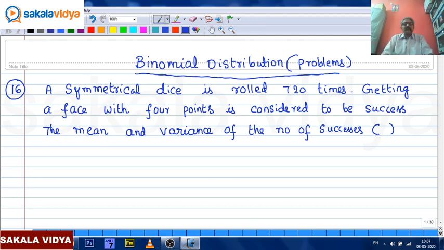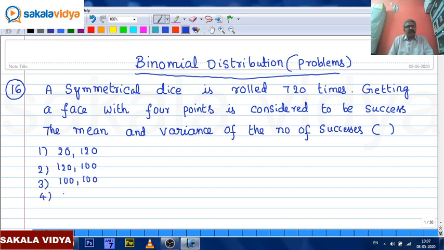So now a symmetrical dice is rolled 720 times. Getting a face with 4 points is considered to be success. The mean and variance of the number of successes. Number of successes means here binomial distribution. First option is 20, 120. Second option is 120, 100. Third option is 100, 100. Fourth option is 50, 50. This is the problem.